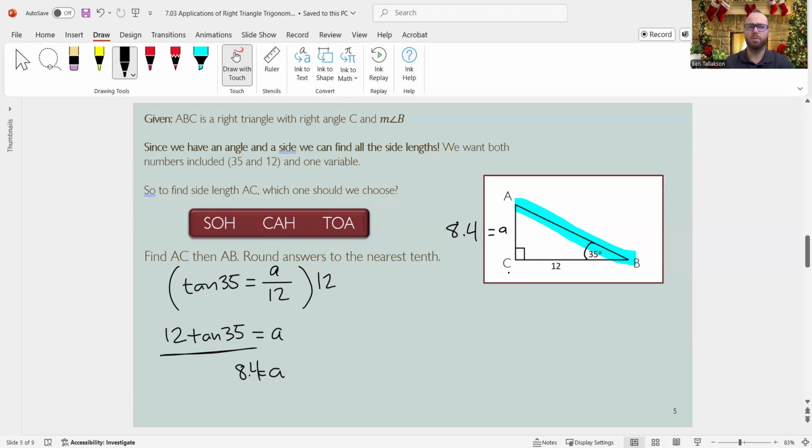It's actually going to be, let's see, opposite over hypotenuse. Yeah, it looks like it's going to be sine because we know the opposite now. We don't know the hypotenuse. You could do that. But what I'm going to do is use the Pythagorean theorem.